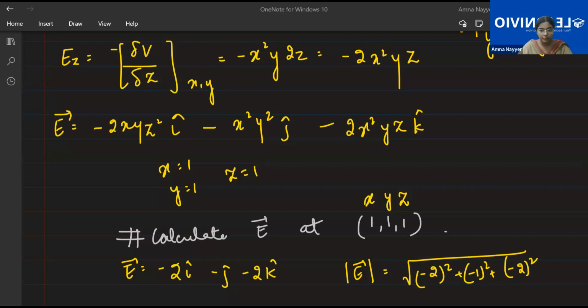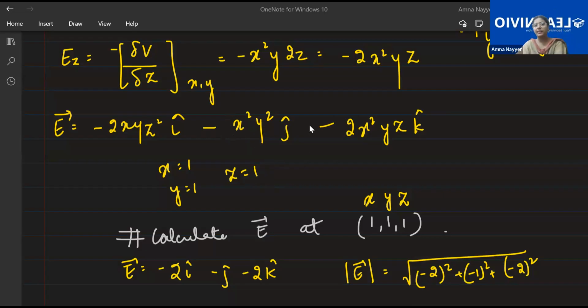Ma'am? Okay. That j cap value I'm not able to understand. Minus x square y square. Minus which one? Which one? Minus x square y square.